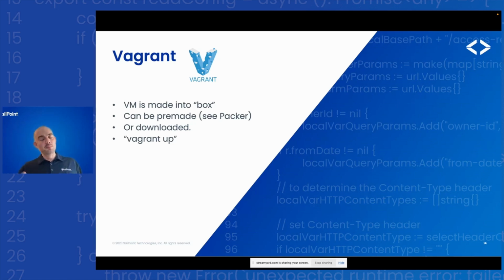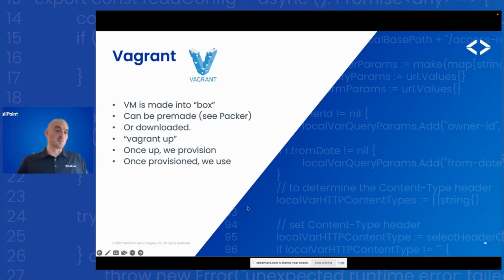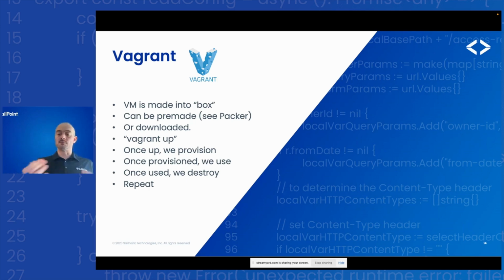So vagrant up is what starts the process. It will boot the machine. After it boots, we're going to provision. After it's provisioned, we can use it for our testing, development, or demo. And once we're done with that, we destroy it, and we can repeat the whole process. Of course, because this is all scriptable, these are command line tools, it's all text-based, the same process can be used to integrate this in your CI/CD pipeline, like Jenkins or what have you.